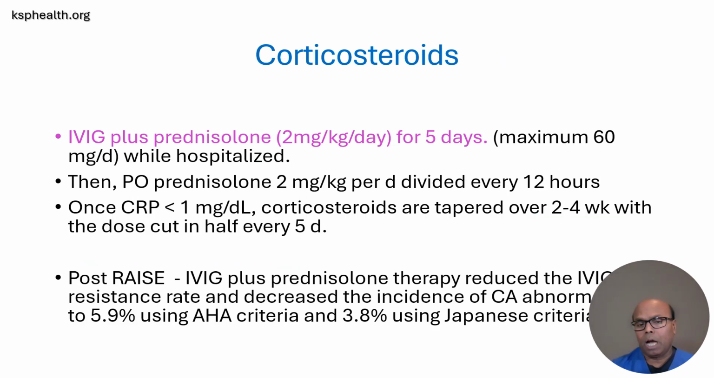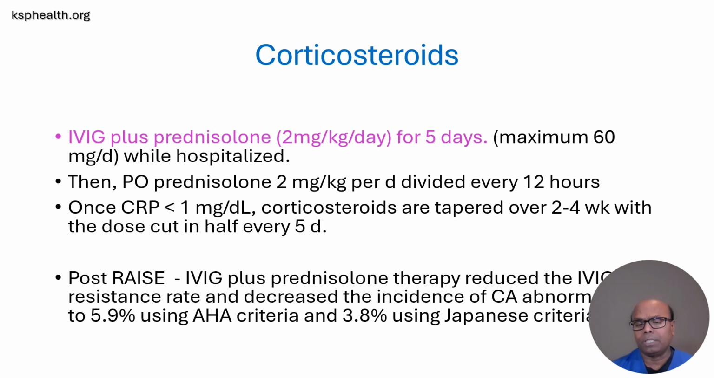Corticosteroids. IVIG plus prednisone at the dose of 2 mg per kg per day for 5 days. The maximum dose is 60 mg per day while hospitalized. Then pure prednisone 2 mg per kg per day divided every 12 hours. Once the CRP is less than 1 mg per deciliter, corticosteroids are tapered over 2 to 4 weeks with the dose cut in half every 5 days.